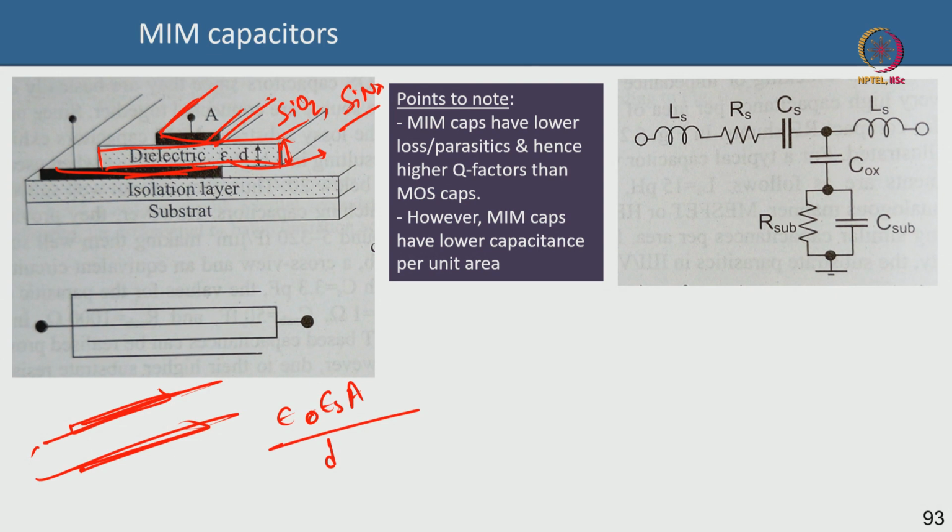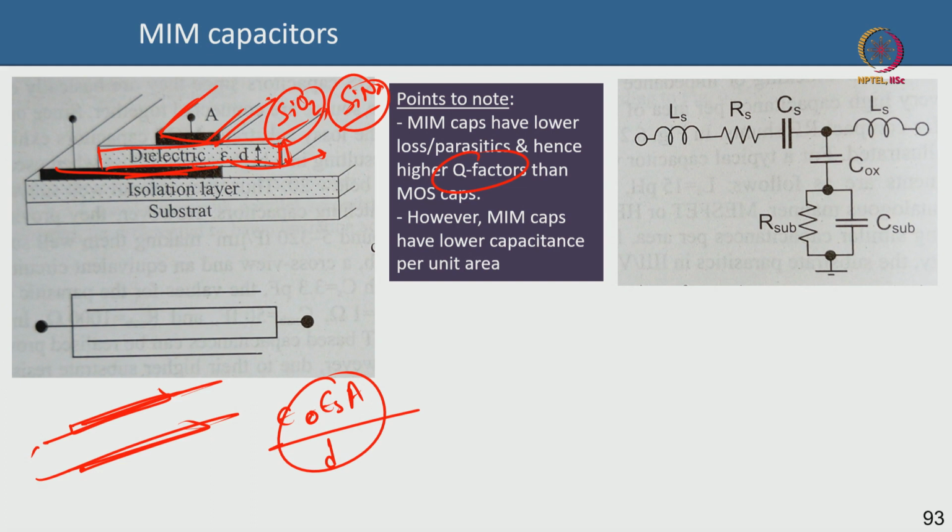Now, this has lower losses because you are just looking at metal, SiN or SiO2, metal, and this SiN or SiO2 could be a really good dielectric for the thickness that you are considering. You may not be able to go to very high voltages, of course, but for a given thickness you will be able to get a very good dielectric quality. So, they will tend to have higher Q factor than the lossy CMOS capacitors.